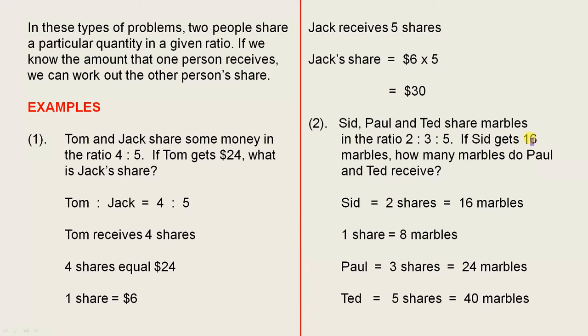And then we're told that Sid gets 16. So 1 share must be 8 marbles. Therefore Paul, who has 3 shares, 3 eighths are 24, so he gets 24 marbles, and Ted has 5 shares, 5 eighths are 40, so he gets 40 marbles.